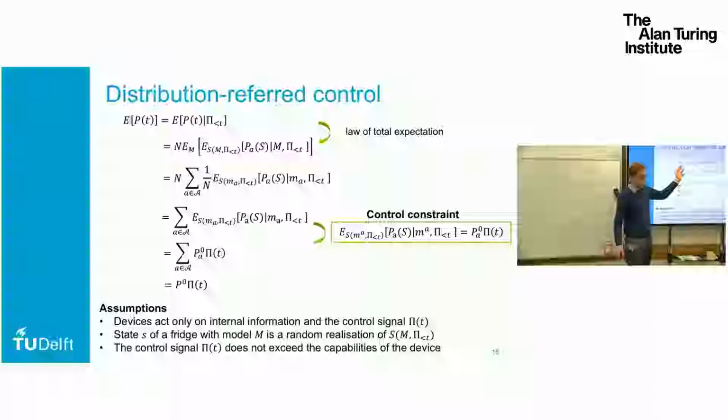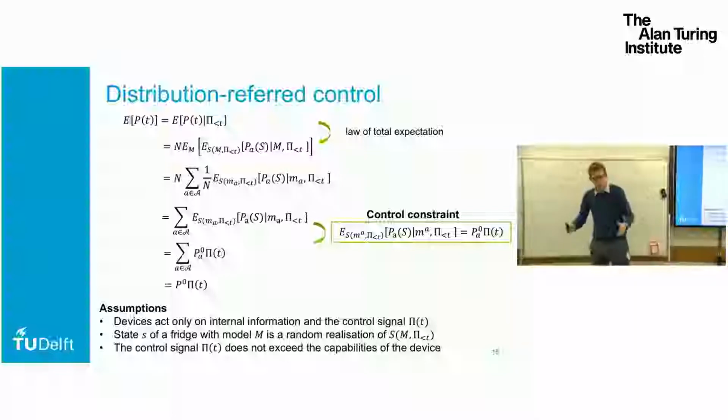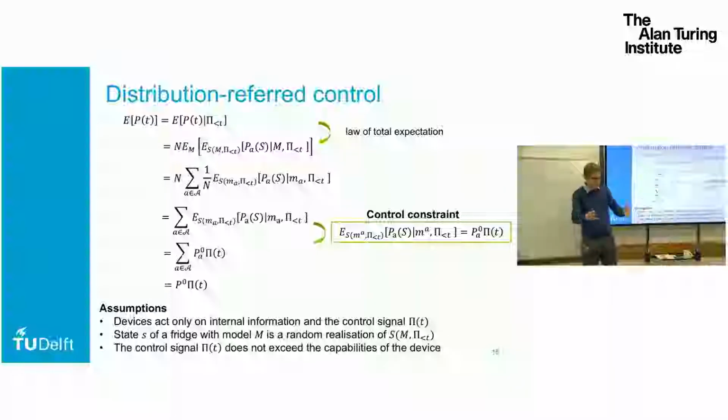Now, the expectation over all models, we know that we have exactly N fridges with different models, so we can just sum over them, right? So there's actually a discrete set. So we can take an expectation over the finite population, so that's just this sum over here of the expectation over the state for each model. So these nicely cancel out, and then we get this sum, right?